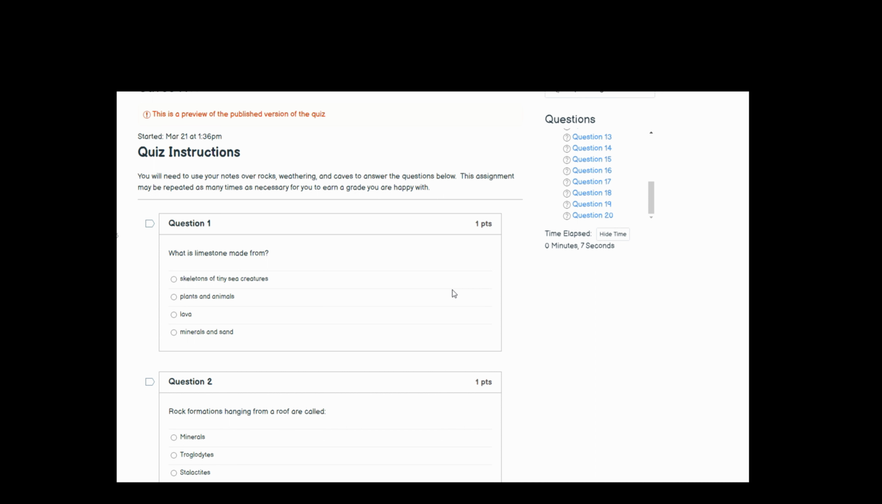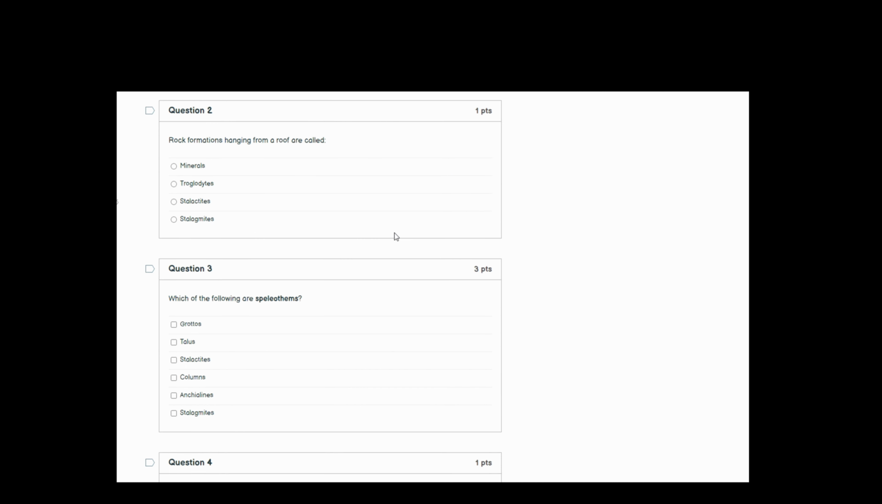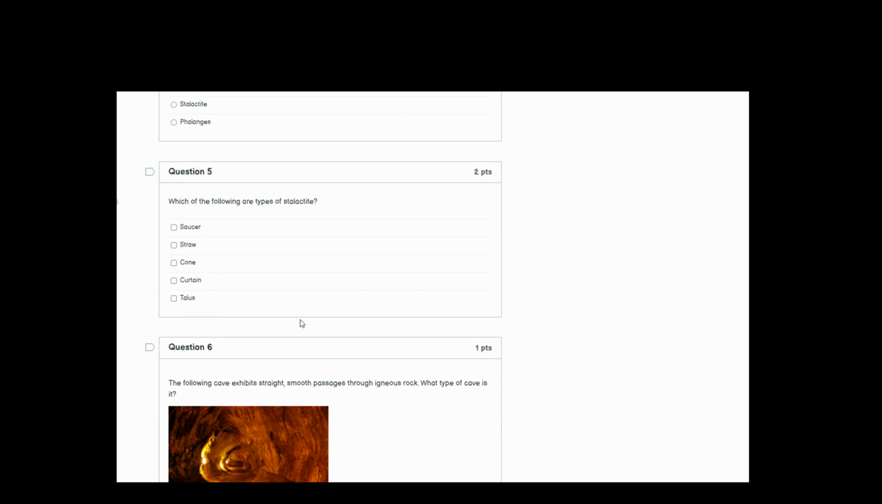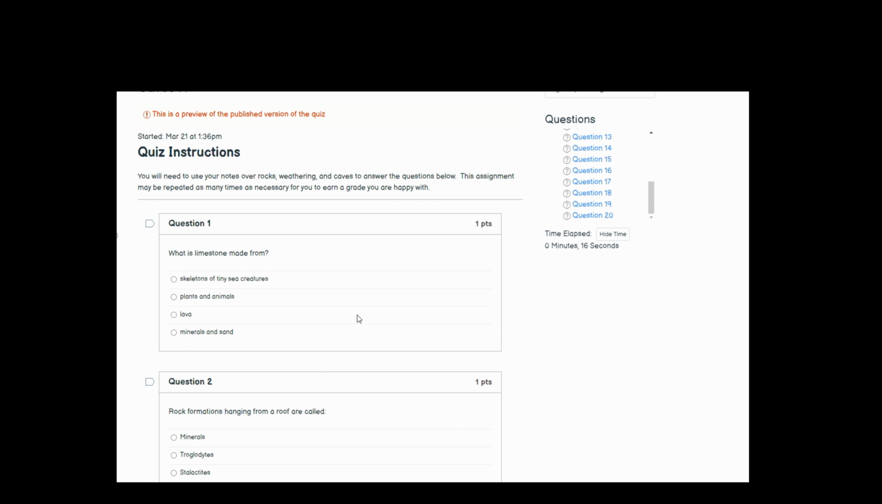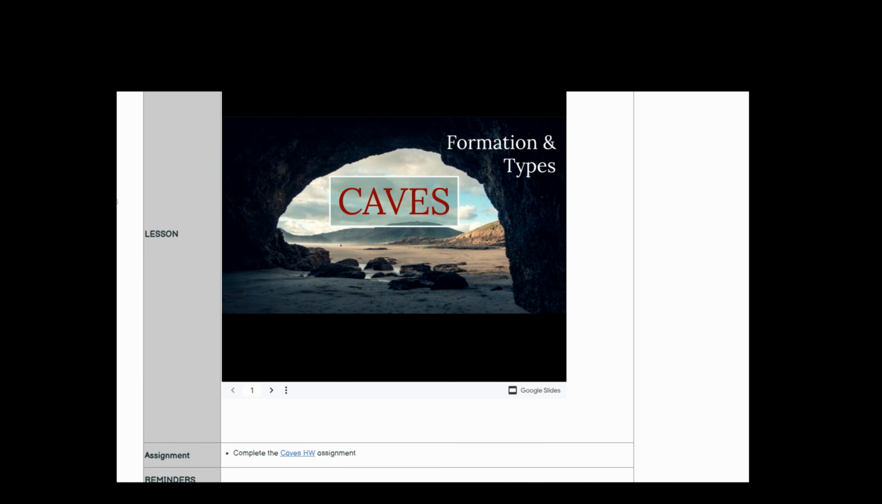There's true, false, multiple choice, multiple select. Look at the image and answer the questions. A good mix of questions here for you to answer. Remember, this is not a quiz, so you can take this as many times as you need to until you get a grade that you are happy with.